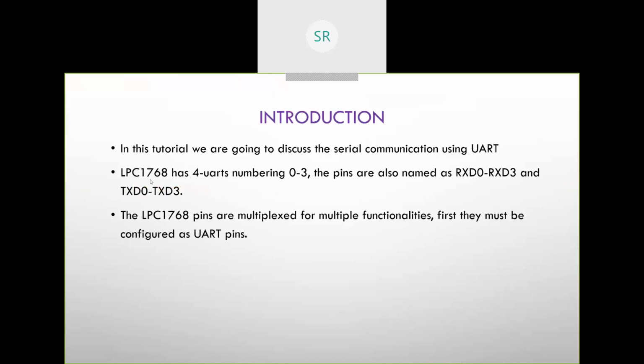The LPC 1768 has 4 UARTs, numbered from 0 to 3, and the pins are also named accordingly. The receiver pins are RxD0 to RxD3, and the transmitter pins are named TxD0 to TxD3. Usually LPC 1768 pins are multiplexed for multiple functionality, so we need to configure the LPC 1768 for UART functionality.